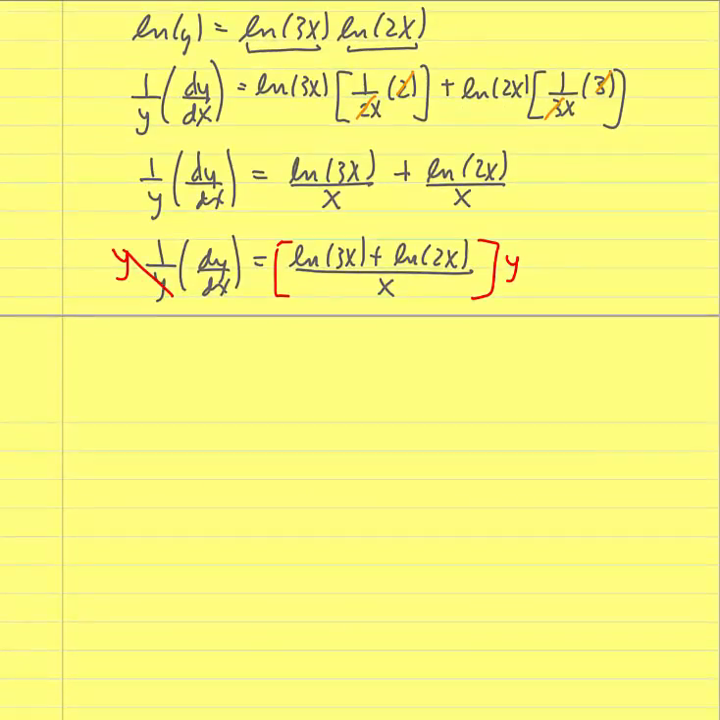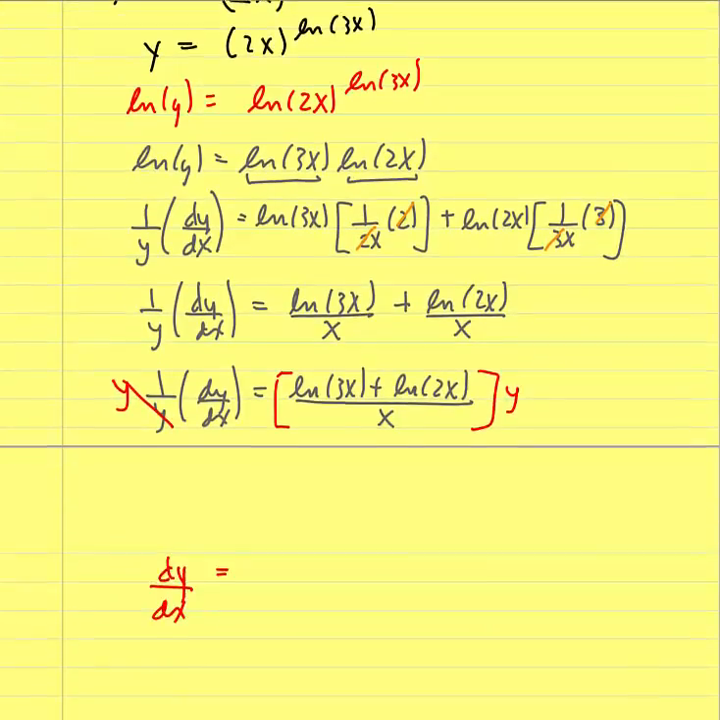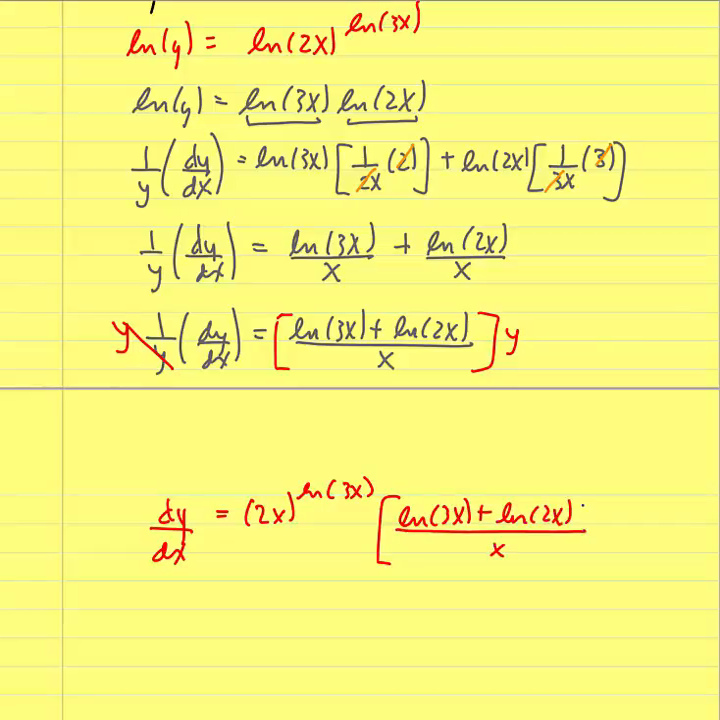And on the right hand side, I just need to go ahead and plug in for y. Except I don't remember what it was so long ago. 2x to the ln of 3x times ln of 3x plus the ln of 2x. Please put parentheses around the arguments of your logs, all over x. So this is my derivative.